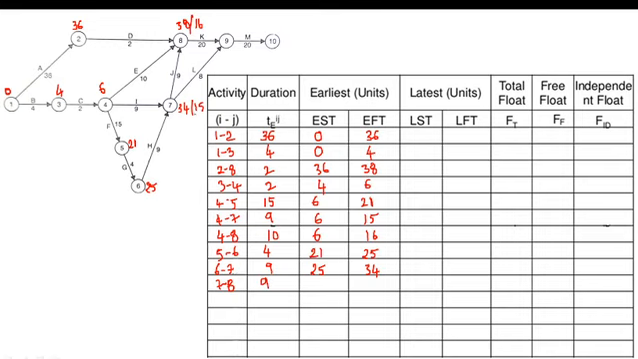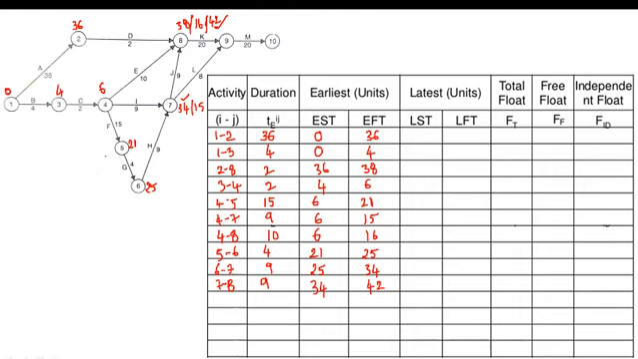From 34 and 15, which value will we choose? We will choose the maximum value. So the earliest start time is 34. 34 plus 9, how much is it? 34 plus 9 is 43. At event 8 we have got three values: one from 7 to 8, one from 4 to 8, and another from 2 to 8. Which value will we select? The maximum of these three values. We will select it, because in forward pass calculation we select the maximum values.